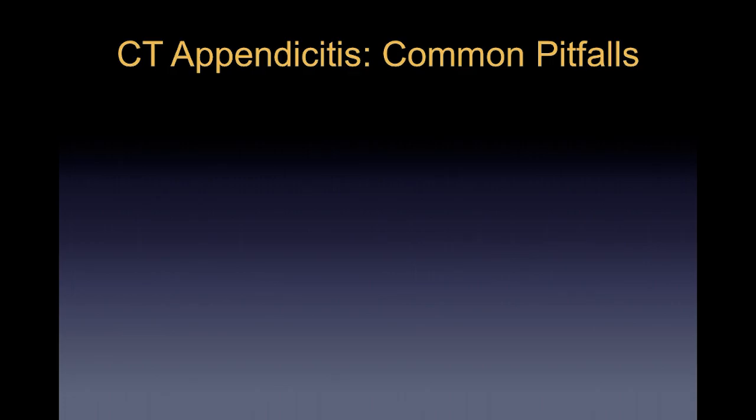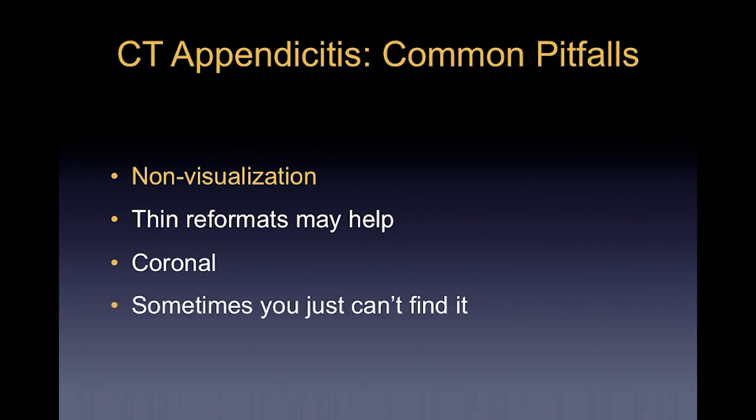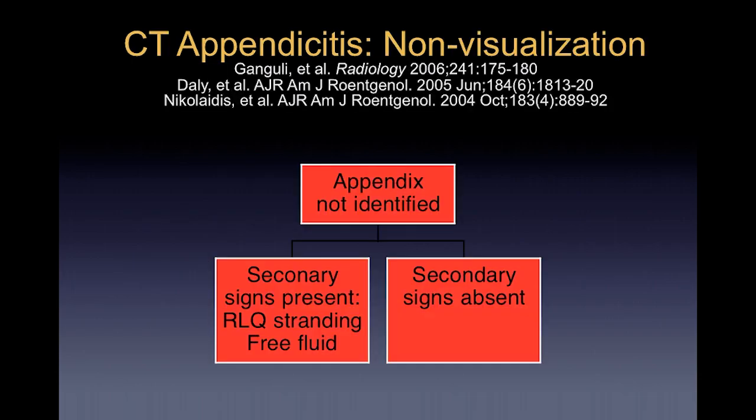Okay, so moving on to our next common pitfall, non-visualization. Sometimes just looking at the thinner sections can help. If you're reading on the 2.5s, go to the 1.25s. It can help tease it out. Looking at the coronal reformation, sometimes you'll be able to see it when you can't on the axials. But the truth is that sometimes you just can't find it.